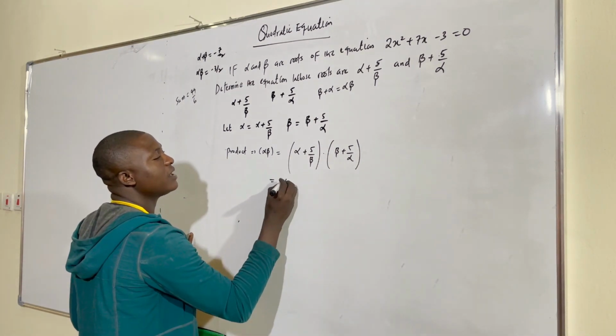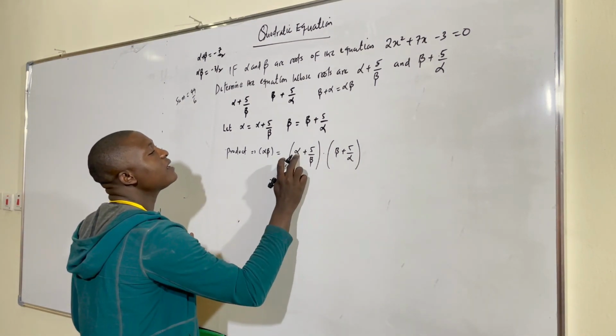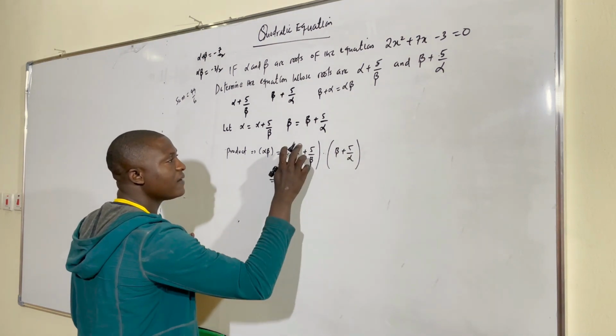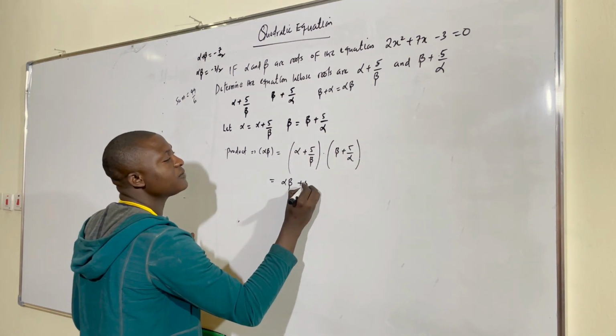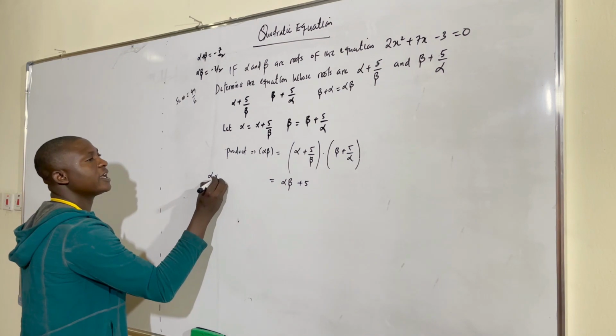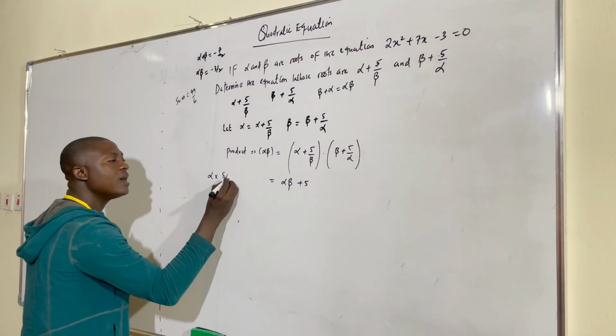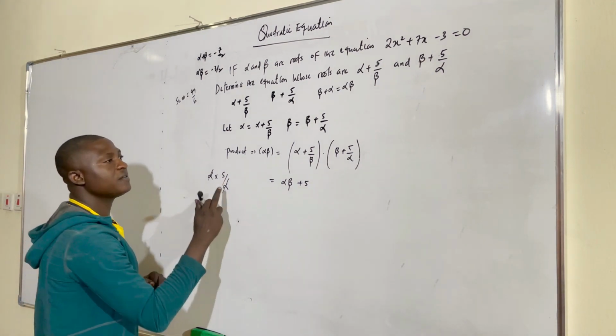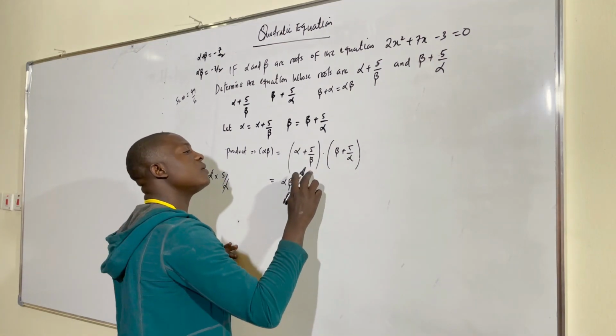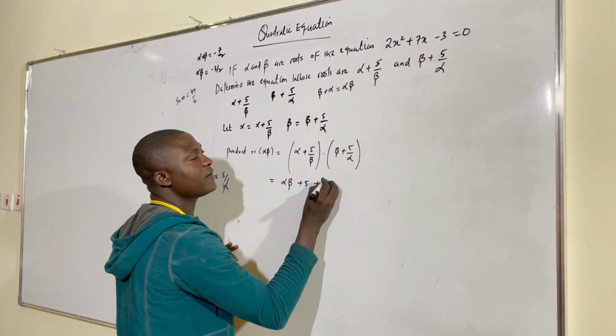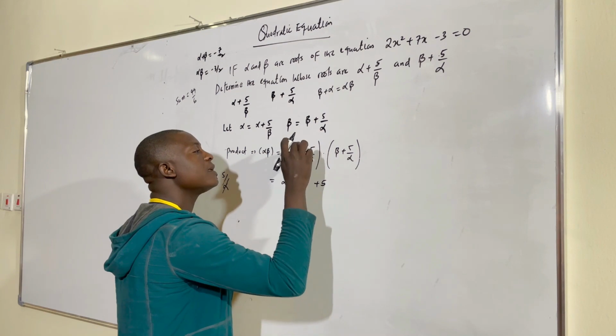Alpha times beta, we have alpha beta. Alpha times 5 over alpha, alpha cancels alpha here, and we are going to be left with 5. How? Alpha times 5 over alpha, alpha cancels alpha, then we have 5. Second one now, 5 over beta times beta. Of course, we are going to have 5 because beta will cancel beta.